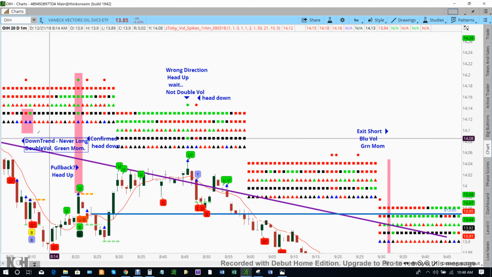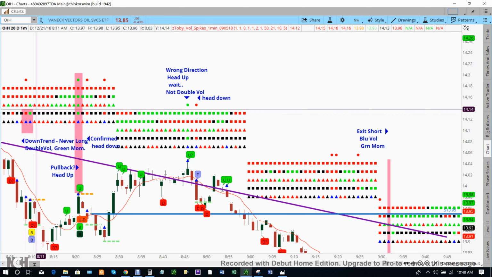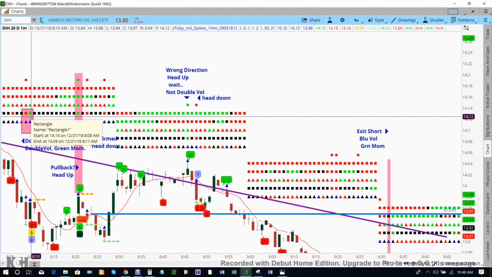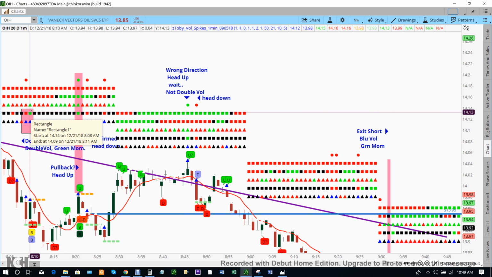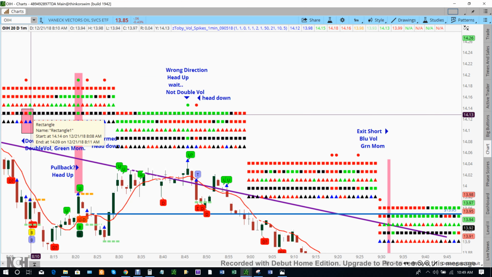Okay. Here's our first double blue volume, and it really doesn't matter what the momentums are in this case. The last case is a green momentum. And that, like I said before, is probably people buying to cover. They had done a short sell previously, and now they're going to buy to cover. So they're buying stock, but it's only buy to cover.